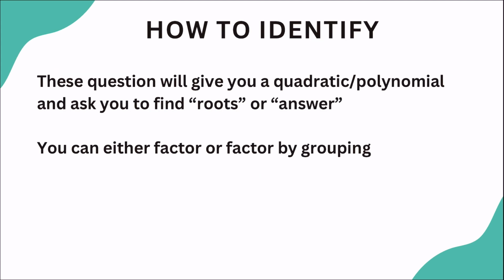So how do you identify these? Well, these questions will give you a quadratic or a polynomial, and they'll ask you to find the roots or the answer. Now you can either factor or factor by grouping. We'll look at factoring in our example, and we'll go over a factor by grouping question here, so we can make sure we know how to do it both ways.